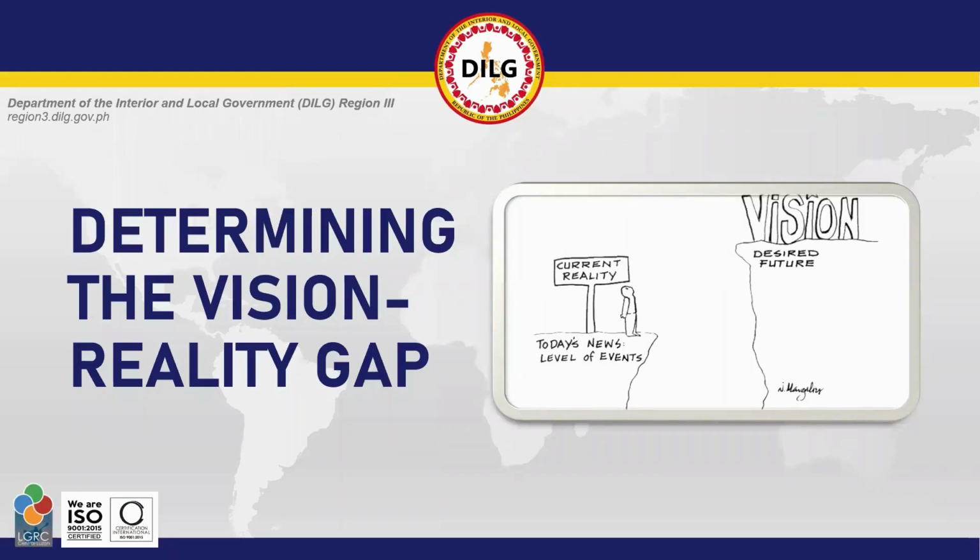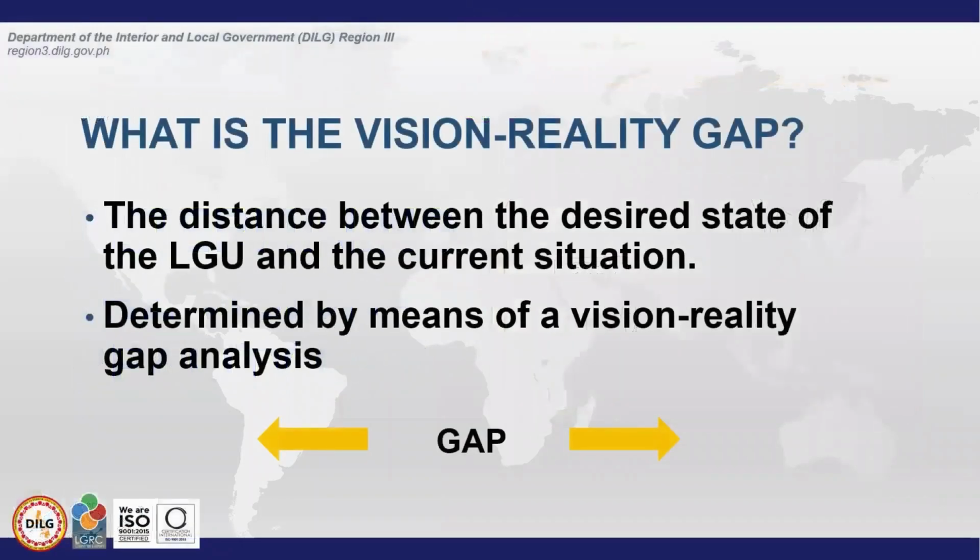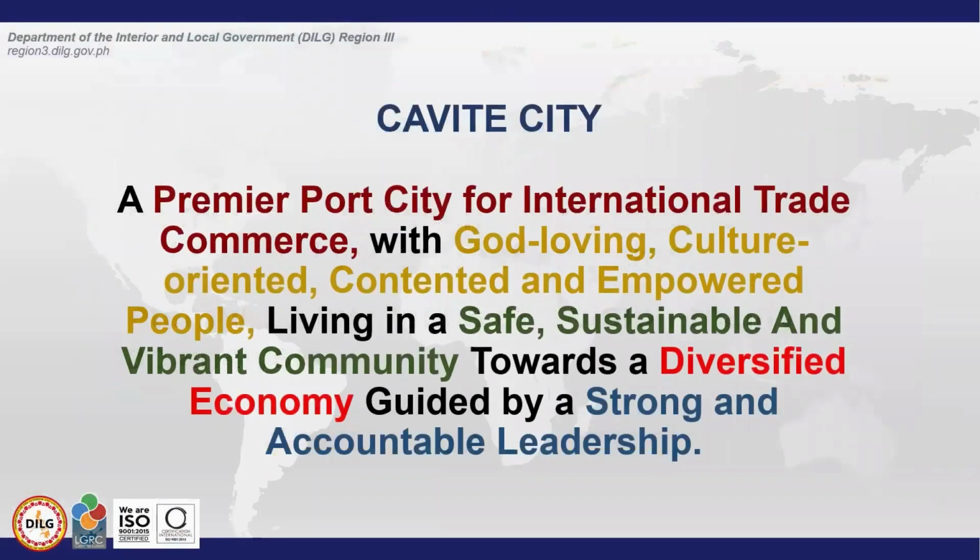After formulating the vision statement, the next step in the process is to determine the vision-reality gap. The vision-reality gap is the distance between the desired state of the LGU and the present situation. It is determined by means of a vision-reality gap analysis. For this exercise, let us use the economic component of Cavite City's vision statement.